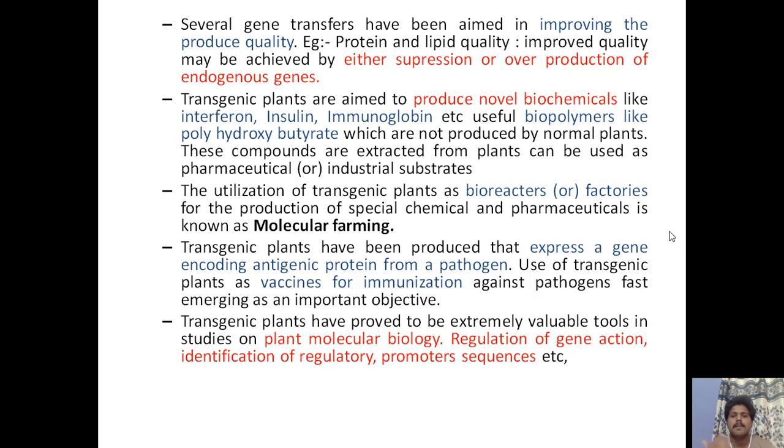Then, transgenic plants have also proved to be extremely valuable tools in studies on plant molecular biology, regulation of gene action, identification of regulatory promoter sequences, etc.